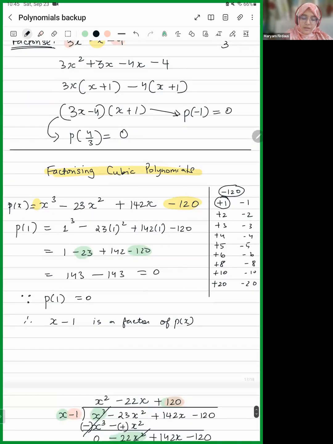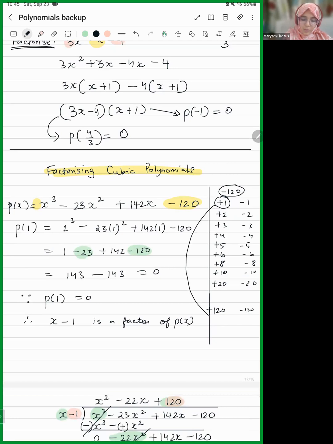Okay, let's see the factors. 1 and 120. We didn't write this also. 120 is also going to be a factor. 2 into 60, 3 into 40, 4 into 30, 5 into 24. So 1 into 120, 2 into 60, 3 into 40, 4 into 30, 5 into 24.